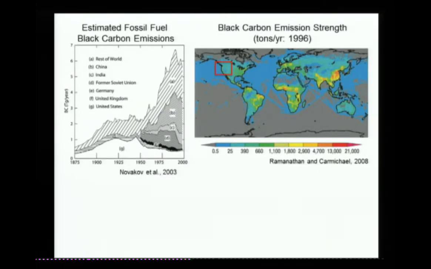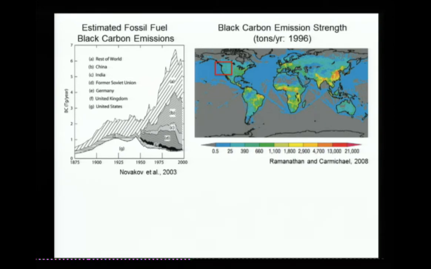So this is what we know about how black carbon has varied in the past. For the most part, we've got a good grasp on fossil fuel emissions historically, and we're able to do that based on inventories of fossil fuel use. There's a few different inventories out there, but this is one from Novikov in 2003 that shows that globally black carbon has increased a great deal over the 20th century. And then we can look at black carbon emission strength over there on the right. And I've got the Pacific Northwest blocked off there in red.